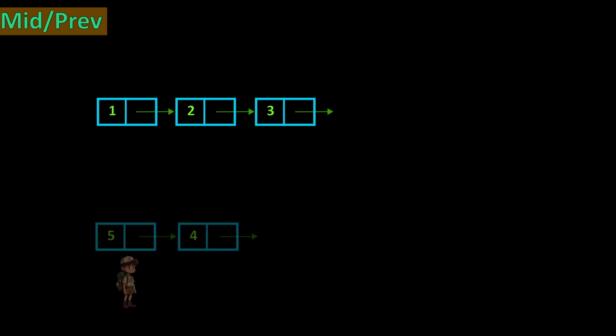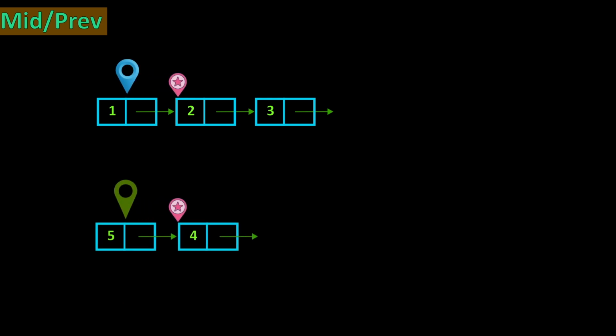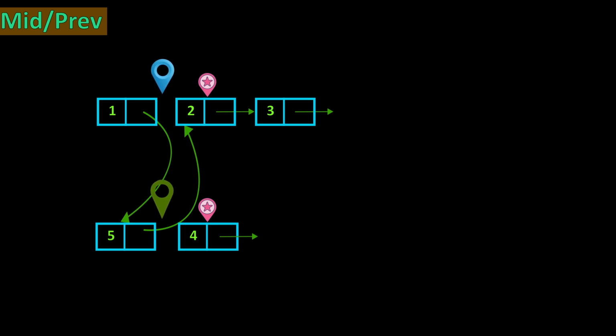Just make it a little more readable. Store linked list 1's next in linked list 1 temp. Store linked list 2's next in linked list 2 temp. Set linked list 1's next to linked list 2. And set linked list 2's next to linked list 1 temp. Now, change linked list 1 to linked list 1 temp, and change linked list 2 to linked list 2 temp.